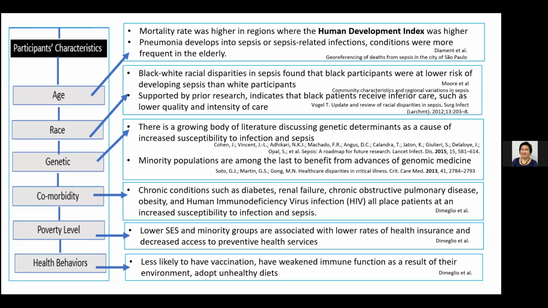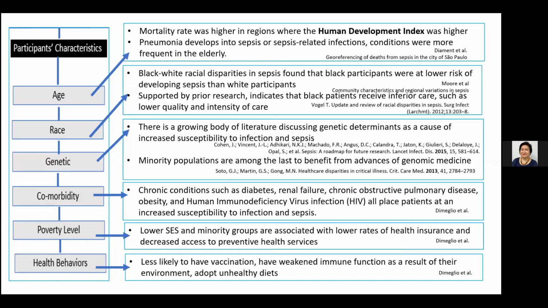According to the study of O'Hell, the Black patients receive inferior care such as lower quality and intensity of care. However, in terms of genetic susceptibility, there is a growing body of literature discussing genetic determinants as a cause of increased susceptibility to infection and sepsis.